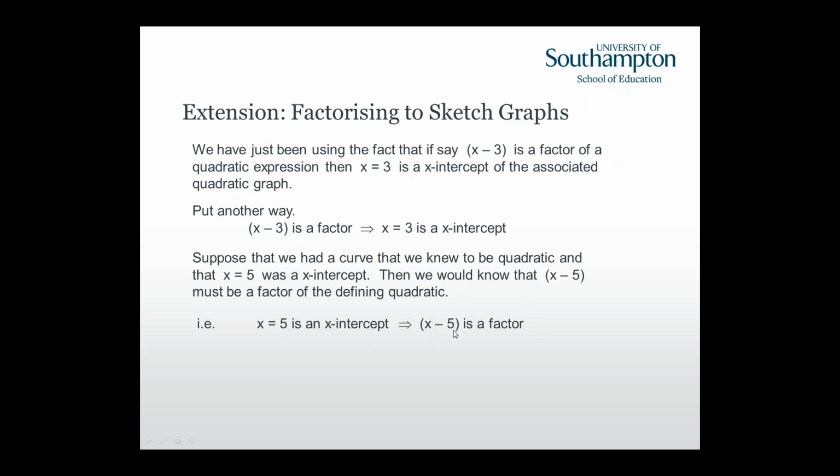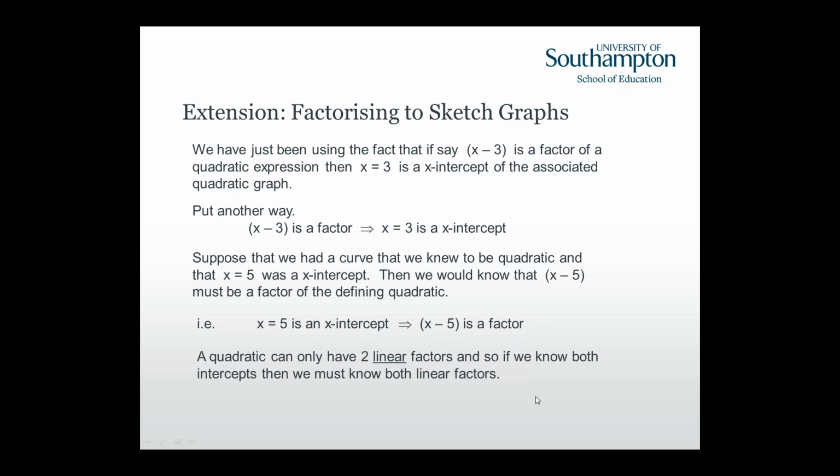So what this is saying is that if you have a graph but you don't know the equation for it, you can get it by looking at each of the x-intercepts and putting them into a bracket with the opposite sign to get the factor. And we can only have 2 of those, so it will be both the intercepts.